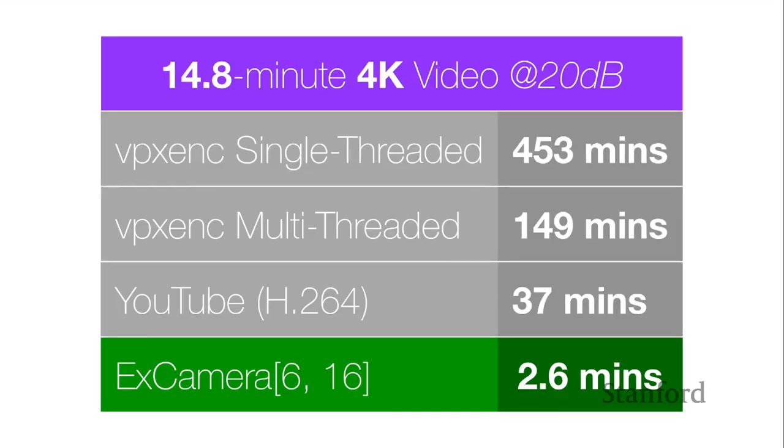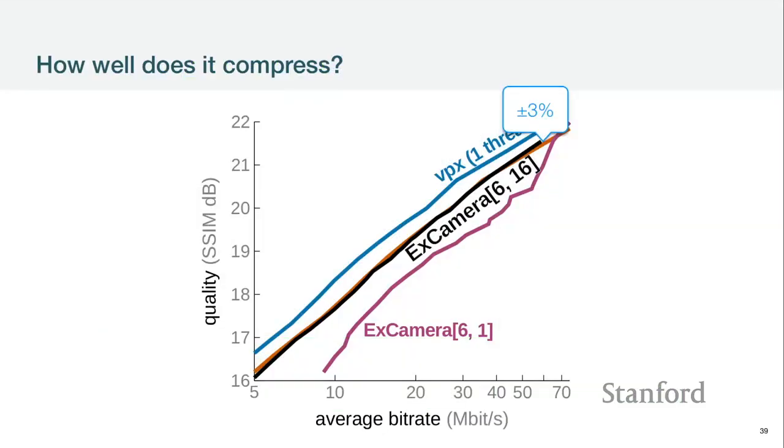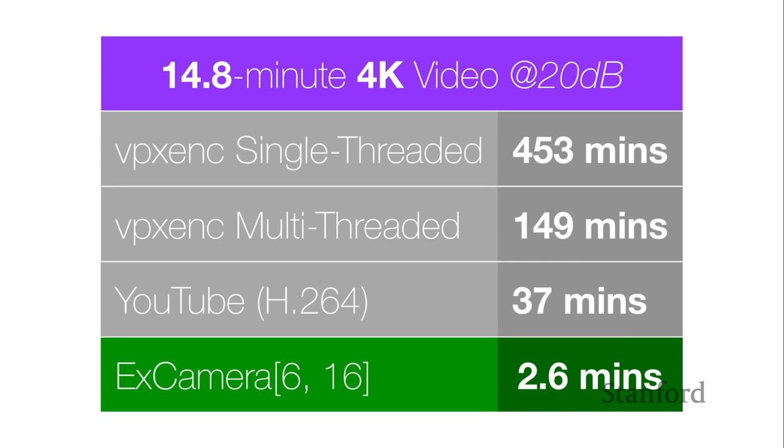Now let's talk about how long it takes. So that best of breed encoder takes 7.5 hours. So we took a 15-minute 4K video, and we tried to encode it in various ways. The best ever encoder takes 7.5 hours to encode, and that's on a fast Intel machine. And the super parallel encoder from Google takes 2.5 hours.